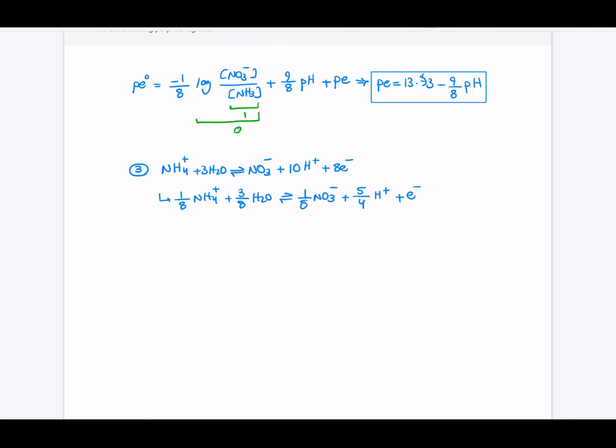So I'm not going to go through the K expression. It would be the same as the previous case. Then here would be, again, the same, simplifying this one. Eventually, if we do this, it would be PE equal to PE0 minus 5/4 of pH. And when we implement that PE0 value, then it would be PE equal to 14.88 minus 5/4 of pH.